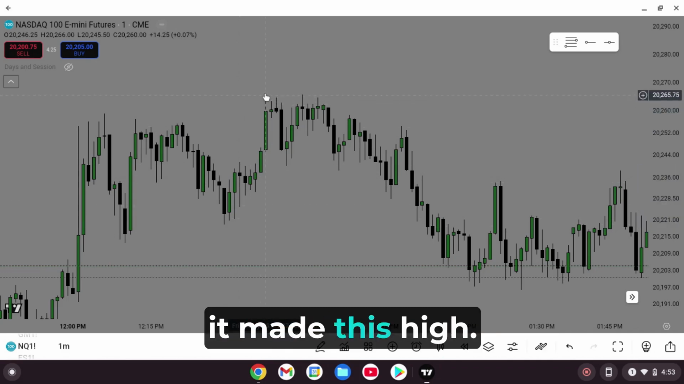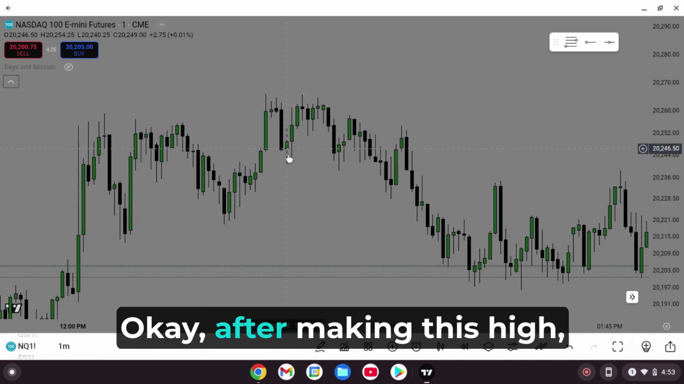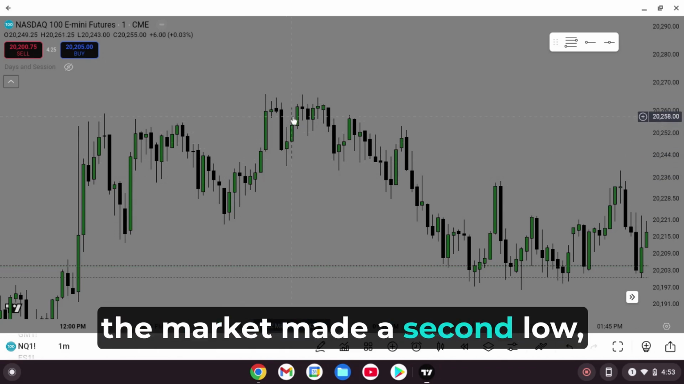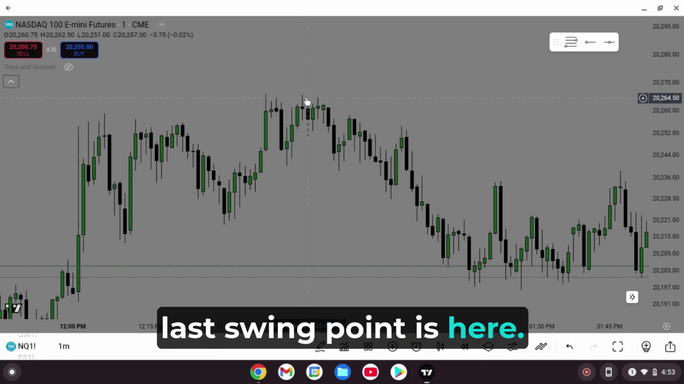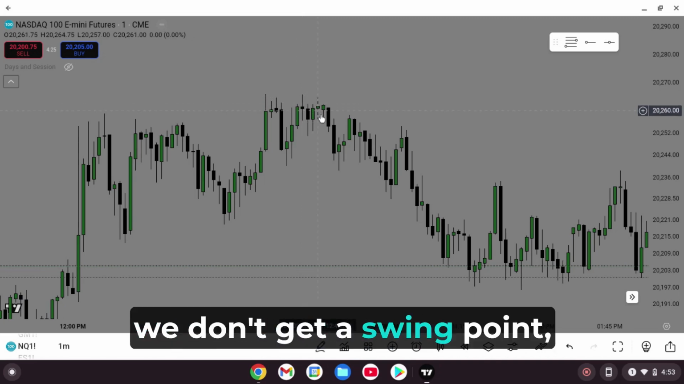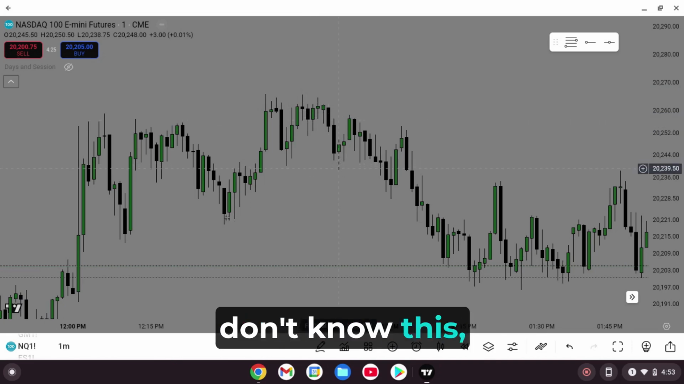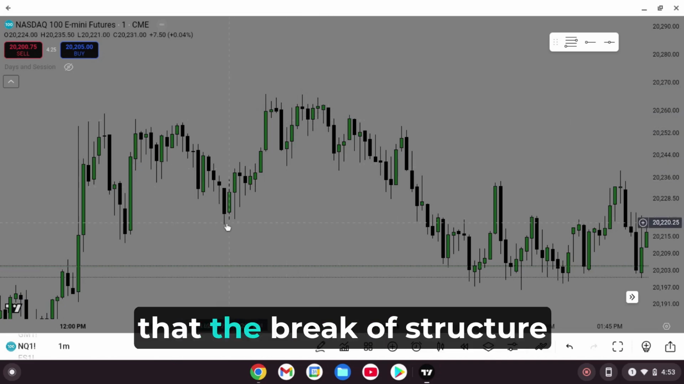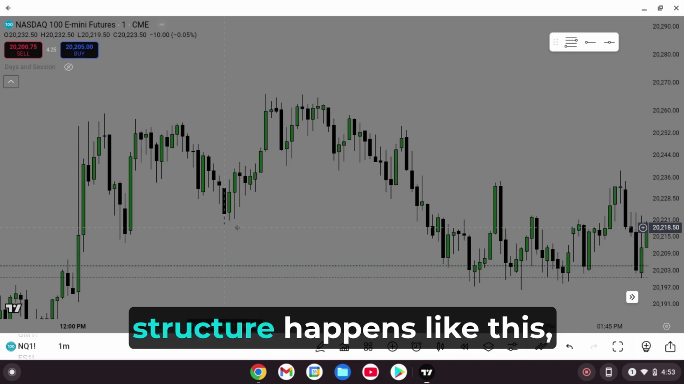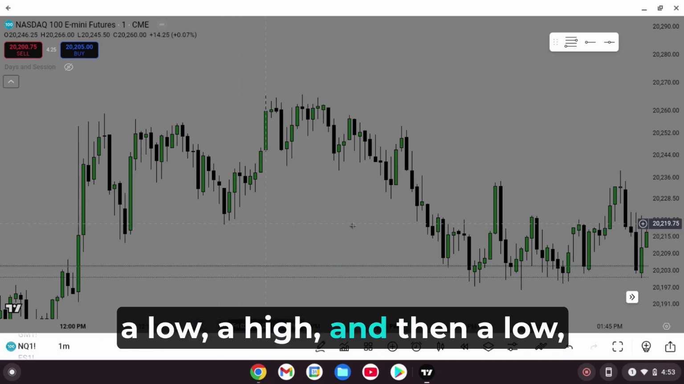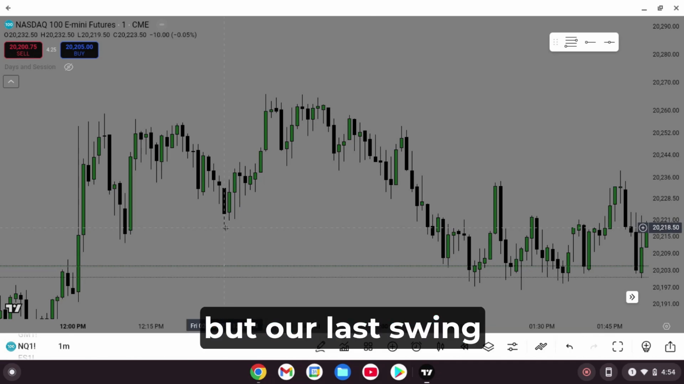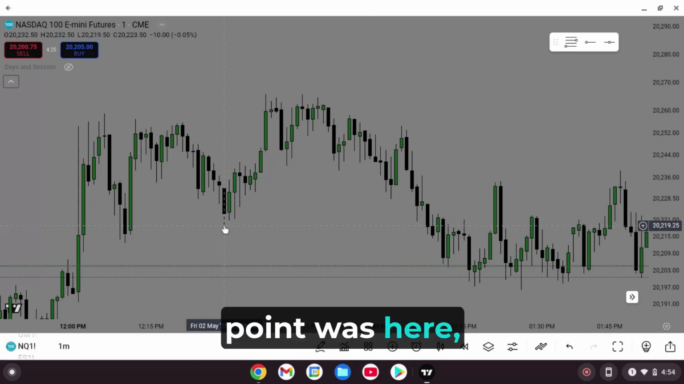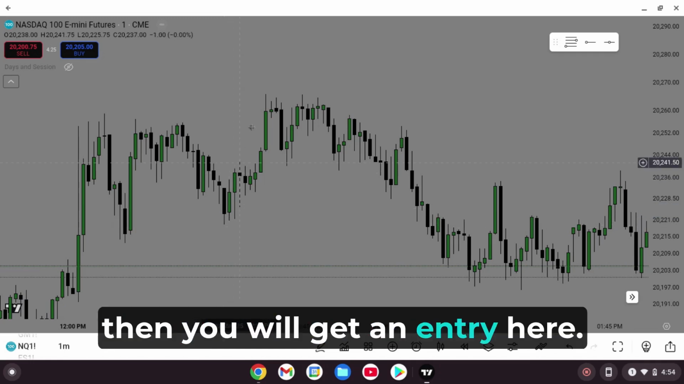Then what did the market do? It made this high. Okay, after making this high, the market made a second low, and our last swing point is here. Until this breaks, we don't get a swing point, and normal people don't know this. We only know that the break of structure happens like this, but if the market made a high, a low, a high, and then a low, then it made two lows, and it is necessary to break this low too. It made two lows, but our last swing point was here, and when the market made two lows, then you will get an entry here.